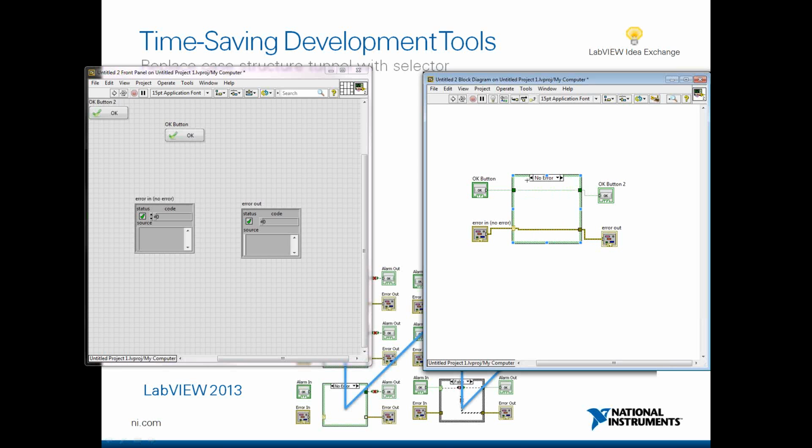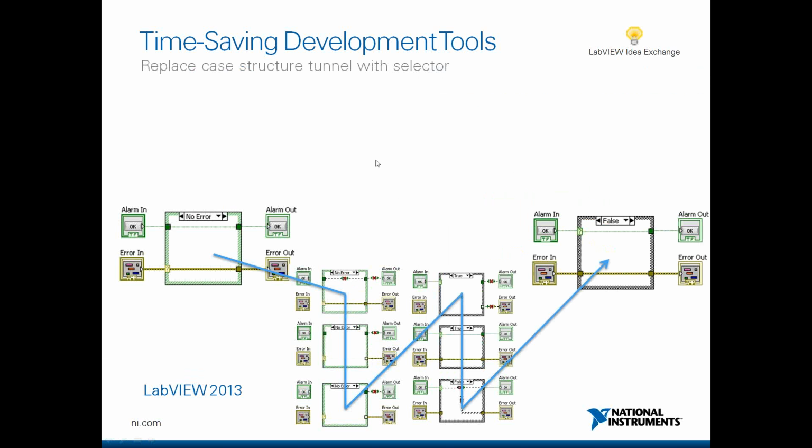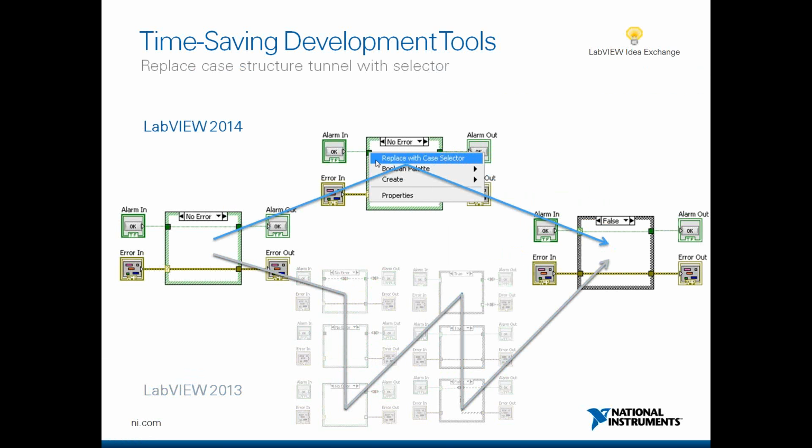In LabVIEW 2013 and earlier, if I had to change the case selector according to my Boolean value, which is coming from this OK button, I had to remove all these wires and reiterate the case selector from here to here and then change it. But in 2014, to save our time, we can simply right click on that tunnel, and it will give you an option of replace with case selector. All these steps have been covered in one single step, and it saves a lot of time.